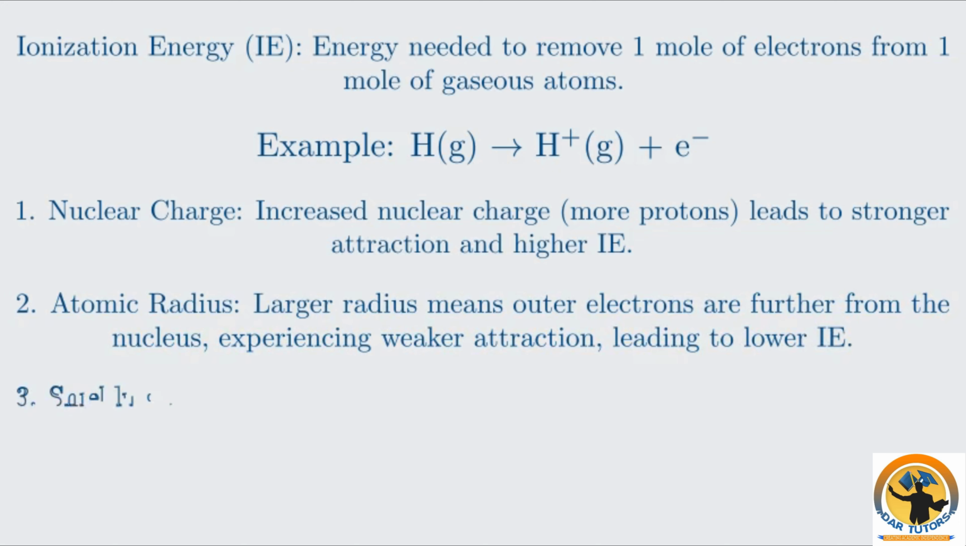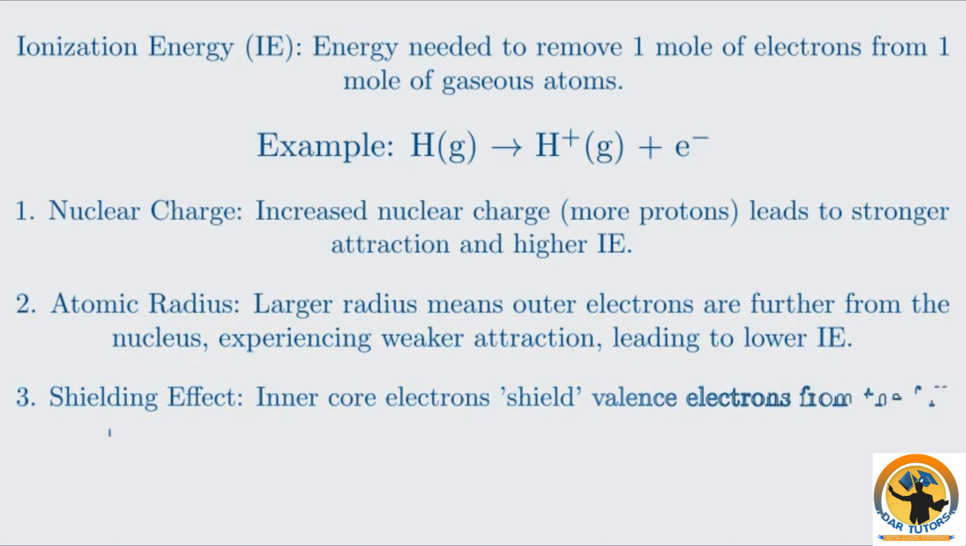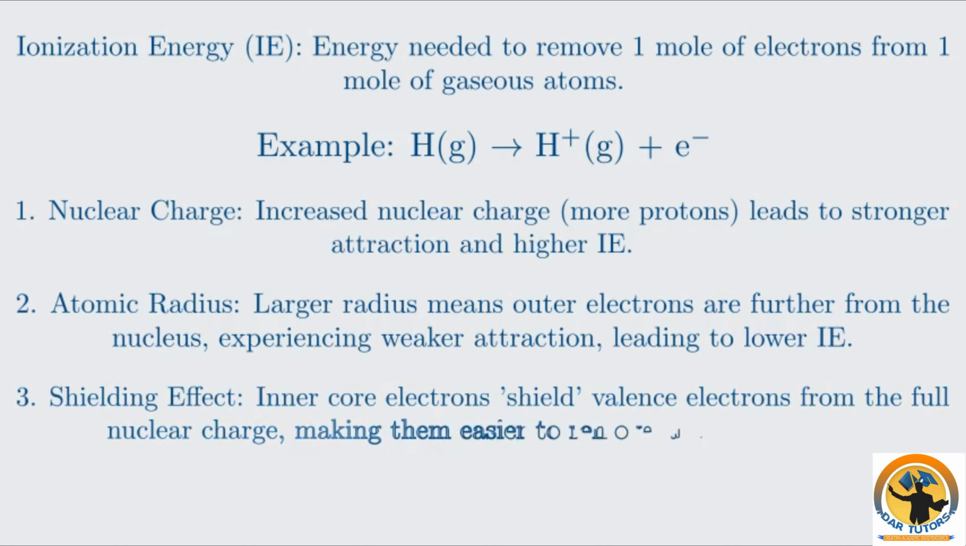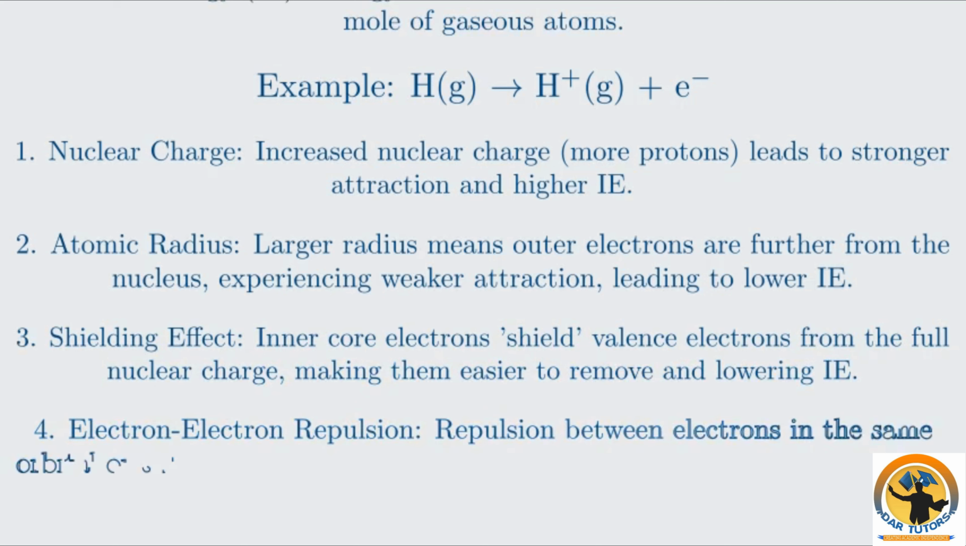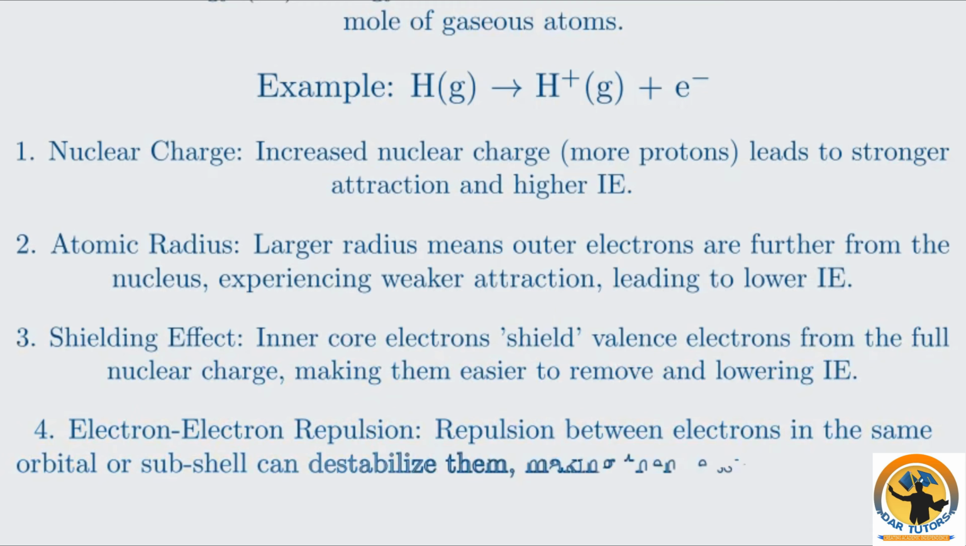Third is the shielding effect. Inner core electrons repel outer valence electrons, effectively reducing the net nuclear charge they experience. This shielding makes valence electrons easier to remove, lowering ionization energy. Fourth and final factor is electron-electron repulsion. This is a subtle but important factor that we'll see explains deviations from the expected trends.